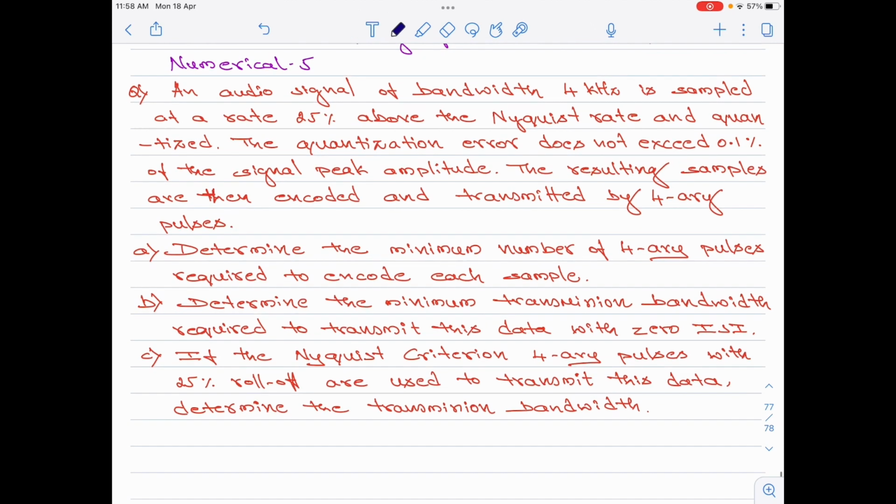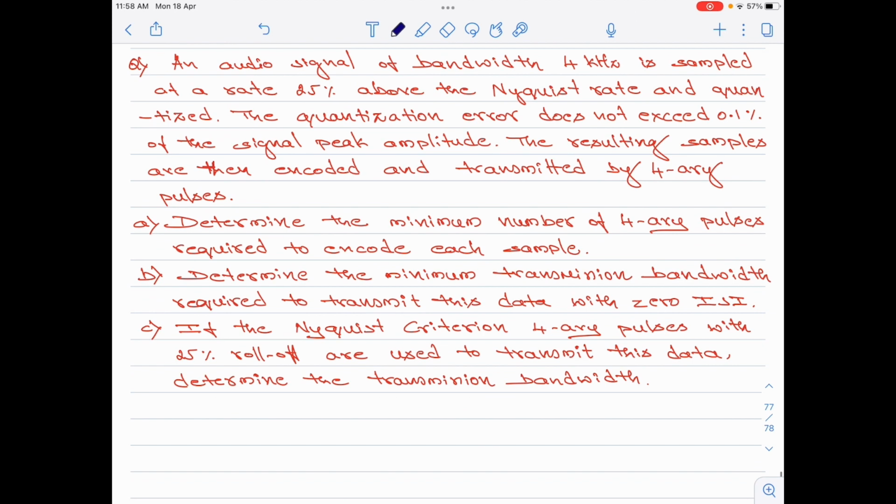Right. Let us now understand the question. We have an audio signal of bandwidth 4 kHz and it is sampled at a rate 25% above the Nyquist rate. I'll start the solution with that part first. Let us first write down the signal bandwidth, which is f0 equals 4 kHz. We are told it is sampled at a rate 25% above the Nyquist rate. So, I'll first find the Nyquist rate.